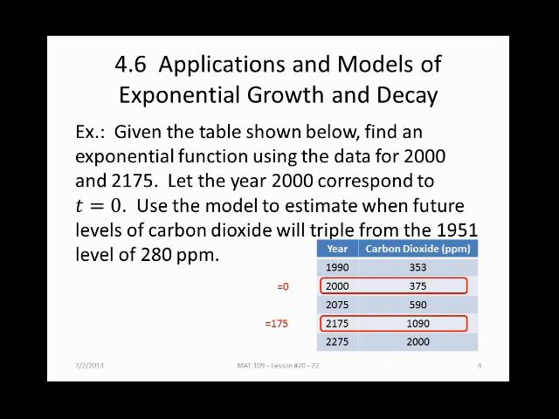The reason we're developing this model instead of just looking at the table of data is that we're asked in this problem to predict when we will have a particular value of the carbon dioxide. And we want to know in what year we will have 3 times the amount in 1951. In 1951, there were 280 parts per million of carbon dioxide. The problem is asking us in what year will we reach 3 times that amount.